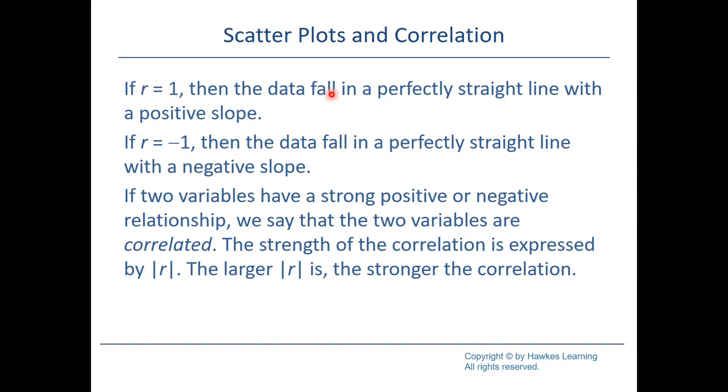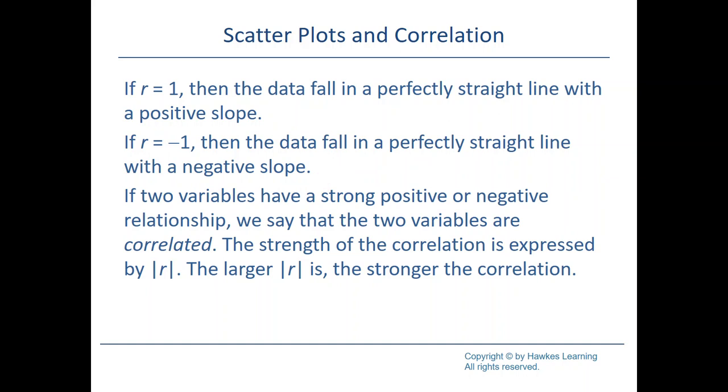R equals 1 means it perfectly fits a straight line. Every single point is going to fall on the straight line exactly. R equals -1, again, every point fits perfectly on that straight line. R equals 1 means it's a positive slope. R equals -1 means it's a negative slope.